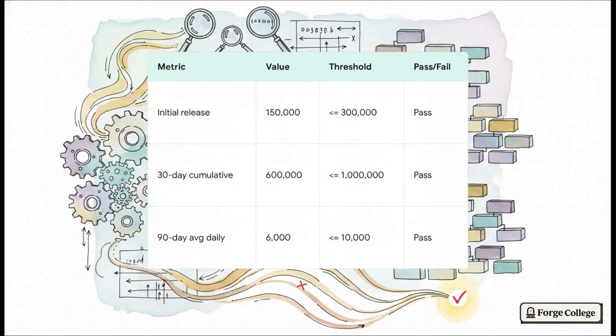And this is exactly how you do it in practice. You create a strict pass-fail checklist. In this example, our initial release of 150,000 is well below our threshold of 300,000, so it passes. Our 30-day cumulative passes. Our 90-day average daily rate passes. But listen closely to this. If a metric fails, do not just tell the AI to quote-unquote fix it. That won't work. Iterate your prompt by changing exactly one variable at a time until the math works perfectly.